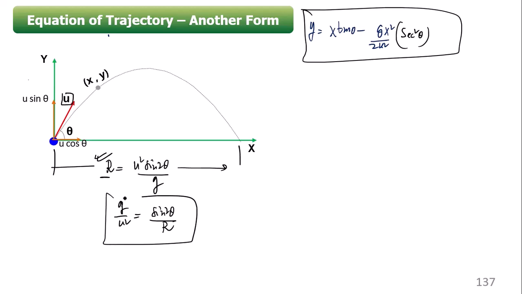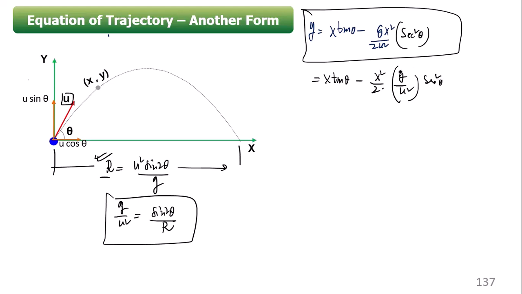So if the value of r is given, I can calculate the value of g by u square from the r equation and put it over here. So here the value is x tan theta minus x square by 2 multiplied by g by u square into sec square theta.